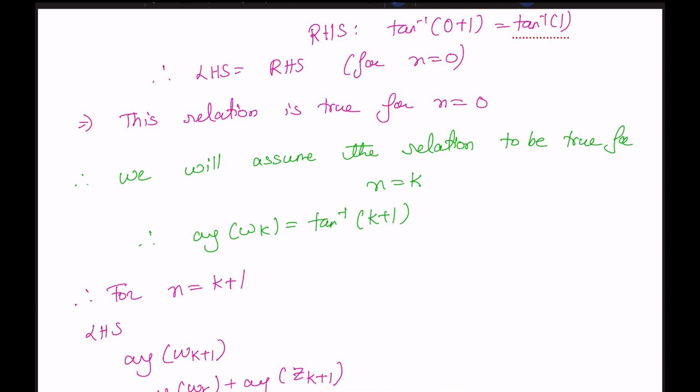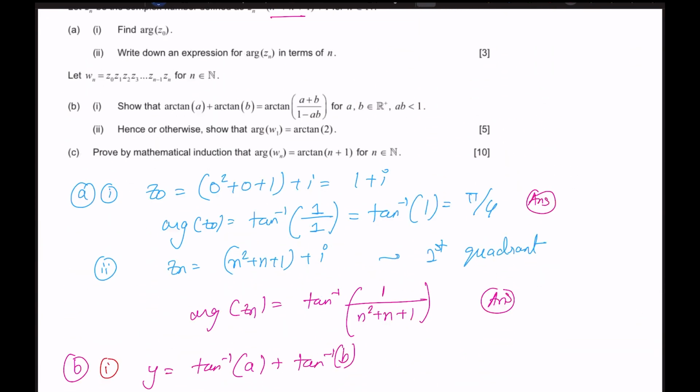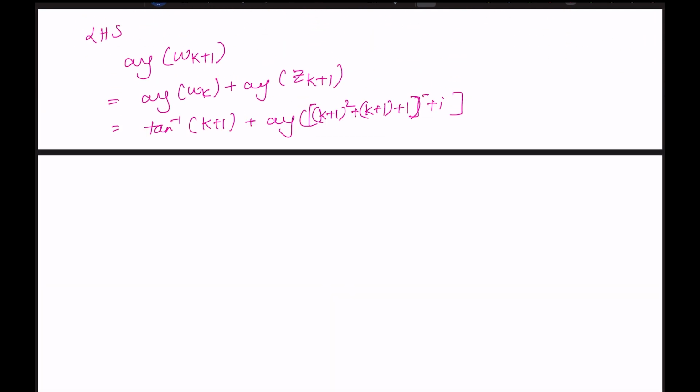So this thing we can plug in here. I mean, we can add another step, which is it will be equal to arg of Wk times Z(k+1). Then from the argument properties, we can separate these out. So our Wk, we have already taken the assumption that it's true, so it will be tan inverse of k plus 1, and arg Z(k+1). So Z(k+1) is which number? I'll place k plus 1 instead of n in this equation. It will be k plus 1 plus 1 plus i. This is the complex number Z(k+1).